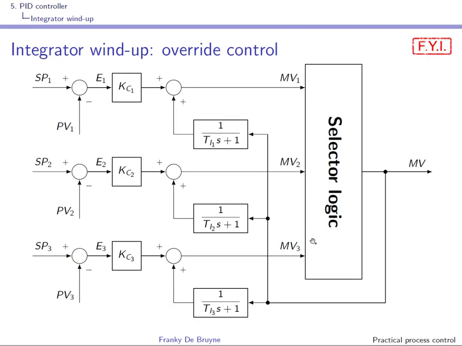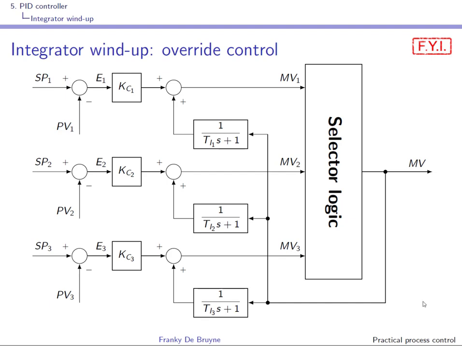This slide is for your information only. We have seen in the subsection devoted to override control that instead of selecting the error, so here E1, E2 or E3, using min-max selectors, what you could do is use several controllers, here 3 PI controllers with different tuning parameters, and select the appropriate MV, here MV1, MV2 or MV3, according to the constraint.